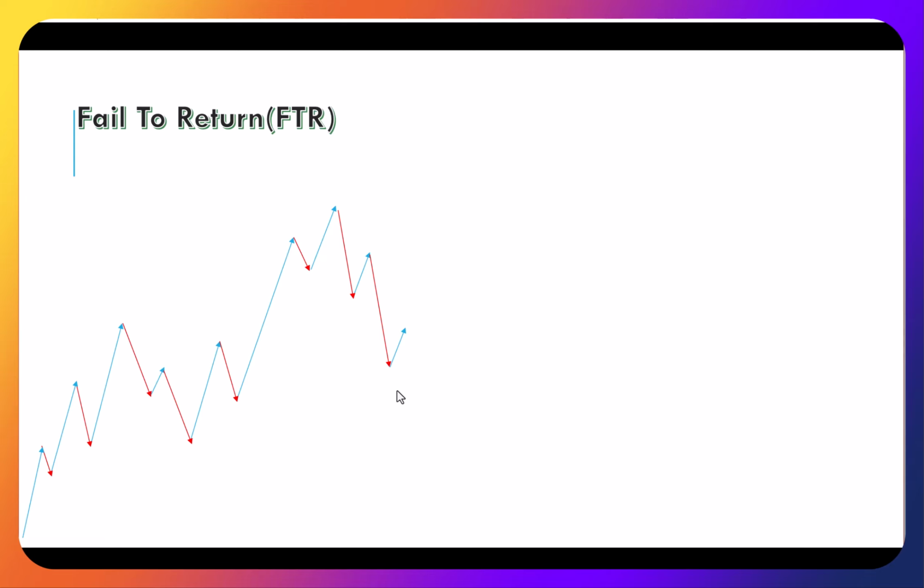Again, we have another pullback here, and before it takes down, it goes up here. Now, here we have the last lower high in this pullback, right? So here we have a lower low in this leg that is coming down, this trend that is in the lower time frame. So this is taken.